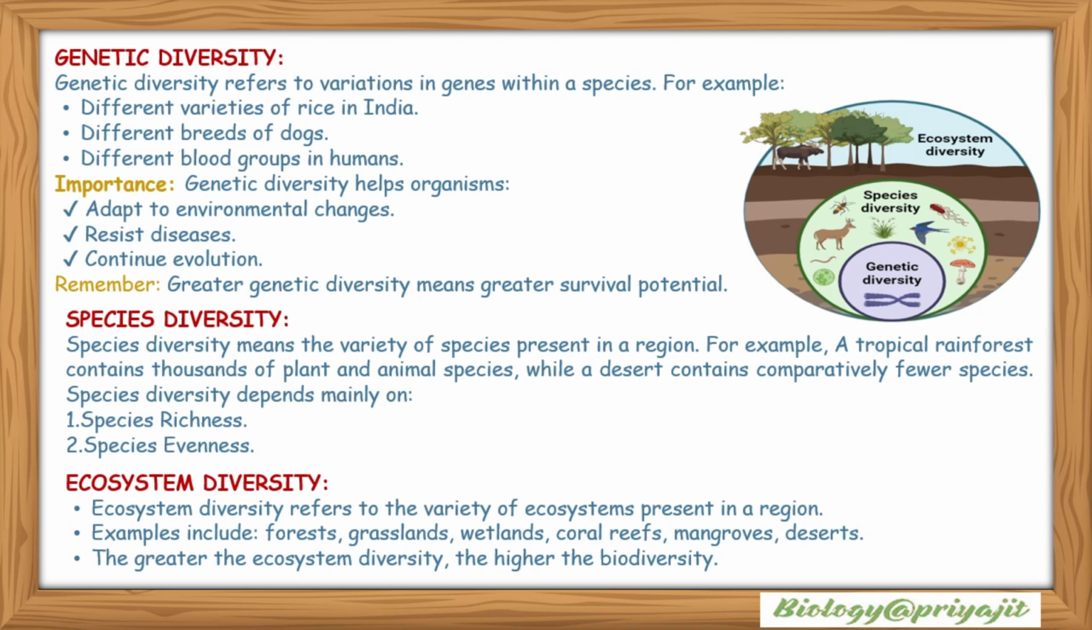Ecosystem diversity is the third level. It refers to the variety of ecosystems present in a particular region. Examples include forests, grasslands, wetlands, coral reefs, mangroves and deserts. The greater the ecosystem diversity, the higher the biodiversity.